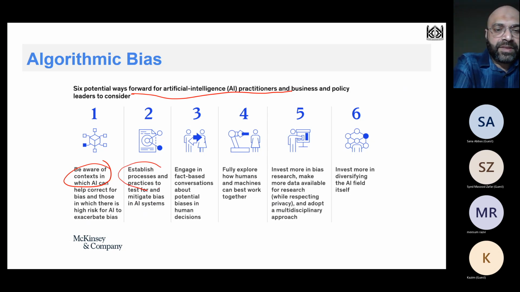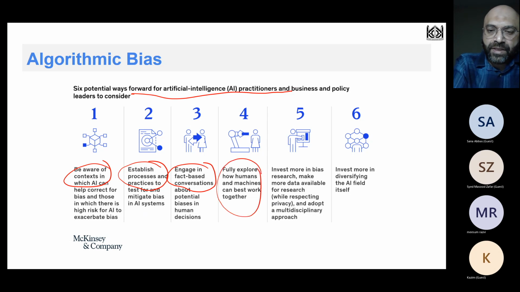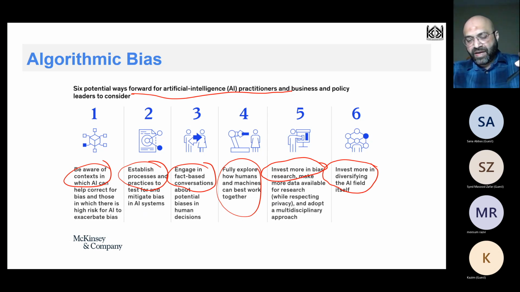Establish a process, and then engage in fact-based conversations, either with your peers or the human decision makers, and fully explore the work that is going to be done together. Invest more in bias research, and then invest more in diversifying the AI field. So the more diversified we have the field, the more biases we're going to be removing from the algorithms or from the system.